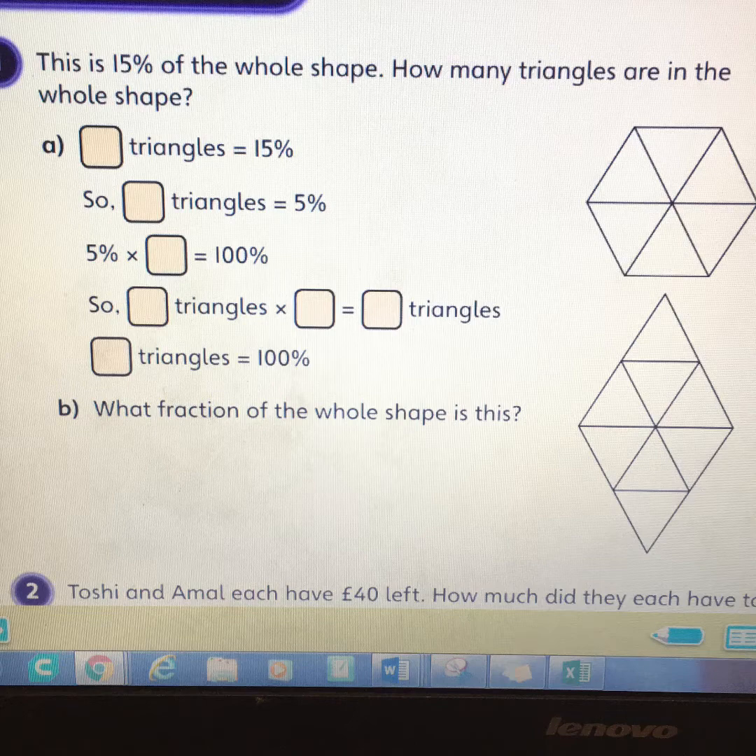Now, can you multiply 15 to get 100 straight away? No, you can't. Can you divide 15 to get 10%, to then times it by 10 to get 100%? Well, no, you can't. But what can you divide 15% by that you can then times to get 100? Well, you could divide it by 3 to work out 5%.